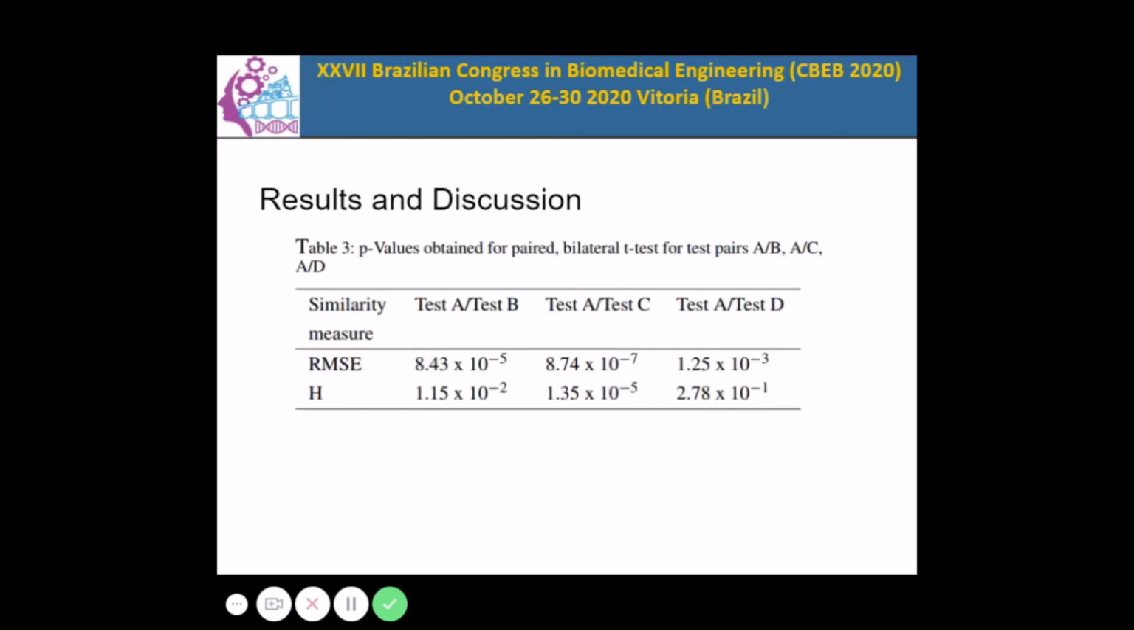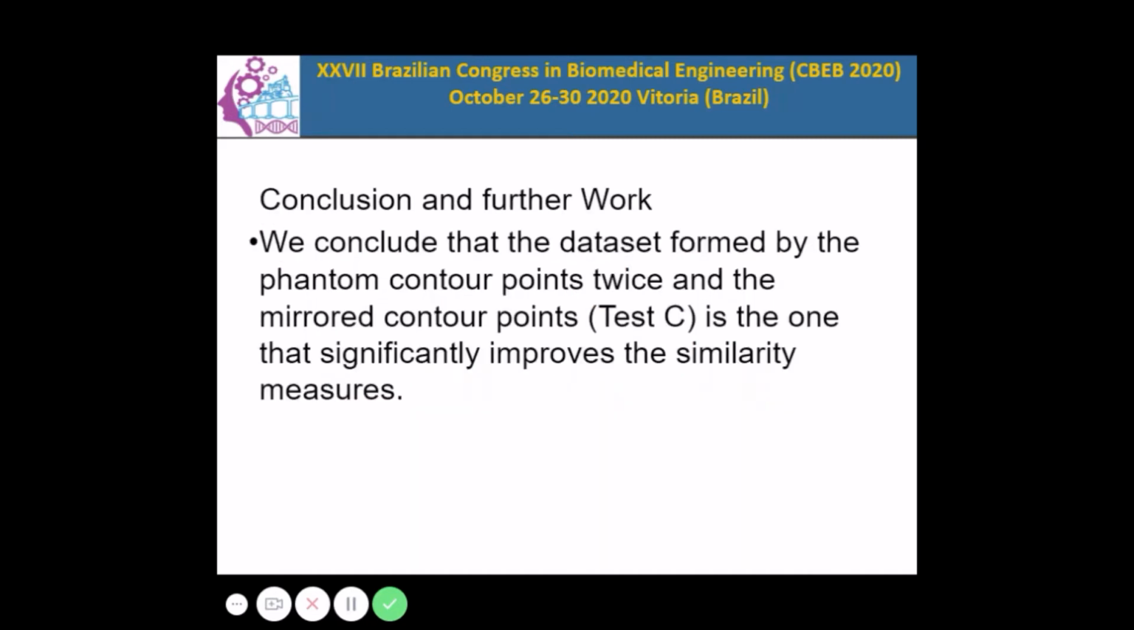The null hypothesis is rejected for all test pairs regarding the error values and for test pairs AB and AC regarding the Hausdorff distance, indicating that there is significant difference between these test results. Combining the statistical test results and the observations made from the mean error and mean Hausdorff distance, we conclude that the dataset formed by the phantom contour points twice and the mirrored contour points, which was test C, is the one that significantly improves the similarity measures.